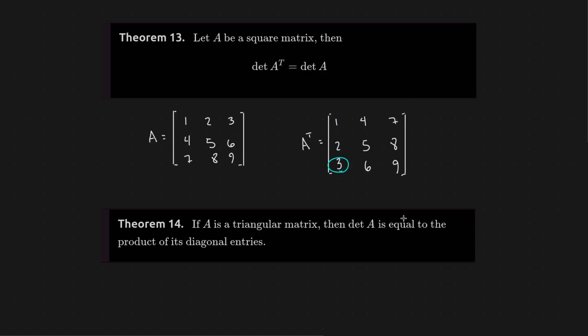So expanding along the first row of A is exactly the same as expanding along the first column of A transpose. And if you actually want to work it out carefully, you could see exactly what's going on there. So the determinant of a matrix and the determinant of the transpose of that matrix are equal.